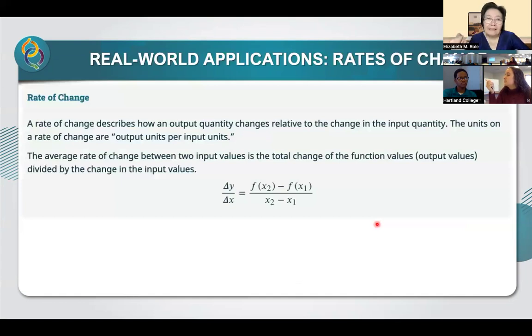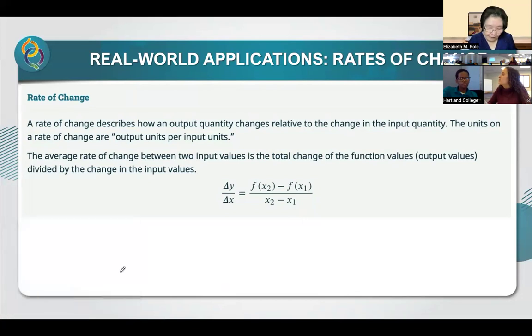So the real world application of slope, or what we call rate of change, is now, instead of saying y2 minus y1 over x2 minus x1, we'll change that into function notation. Because you remember in our discussion, we learned that y is equal to f of x. So y is equal to f of x, and therefore, all right.